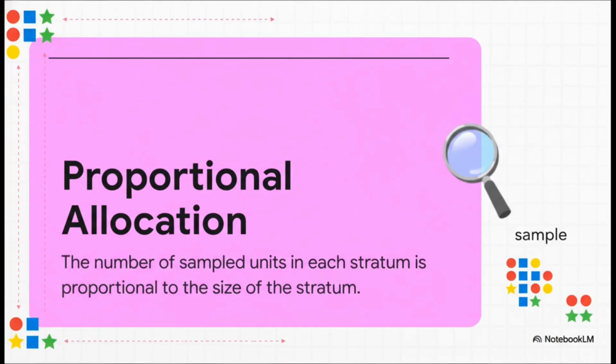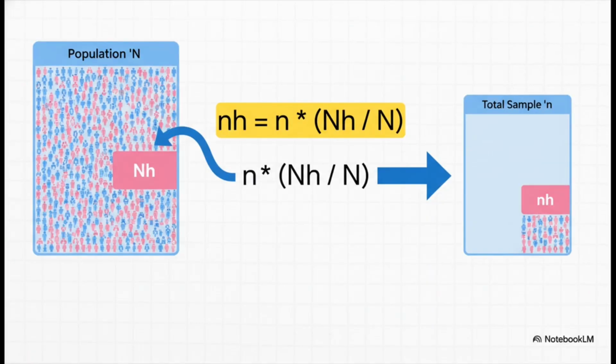Let's say you're surveying a university, and you know that 60% of the students are undergrads and 40% are graduate students. With proportional allocation, you just make sure your sample has that exact same 60-40 split. You're literally building a tiny but perfectly representative model of the population you're studying. Simple as that. So how do we actually do this with math?